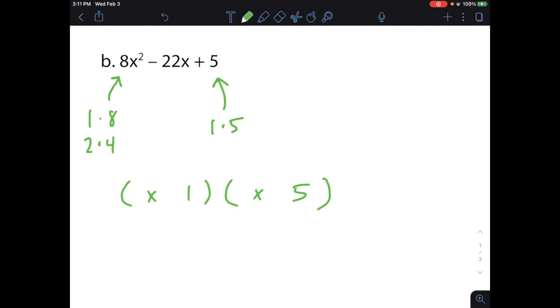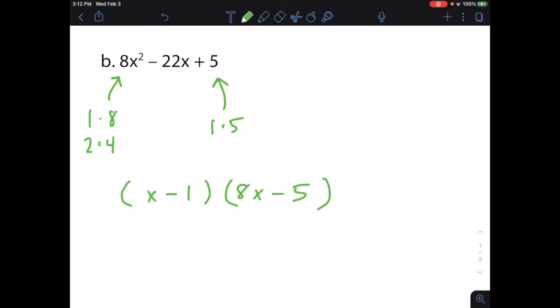Actually, you know what? We do know the signs. Because the negative 22 is negative and the 5 is positive, the only way to make a positive 5 is to have both of them be negative. So we know they're both going to be negative. Now we just have to figure out what number goes next to each x. The easiest way to do this is to think, if I plug in the 8 and the 1. If I plug in the 8 here, I'm distributing 8 to negative 5, and that's negative 40. That's way too big, right? So the 8 isn't going to work there.